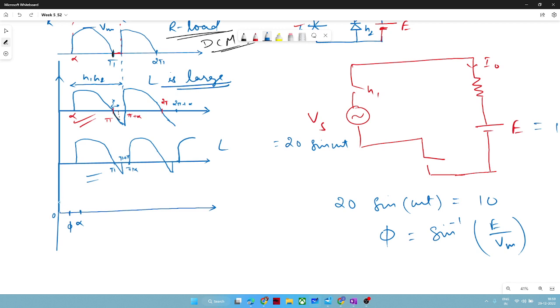So from 0 to phi, V naught will follow the E. V naught is this voltage. And since no current is flowing, at least before alpha, no current is flowing, so it will be E. And after that, if you trigger at alpha, it means till alpha it will not conduct. So from phi to alpha also it will be E only.